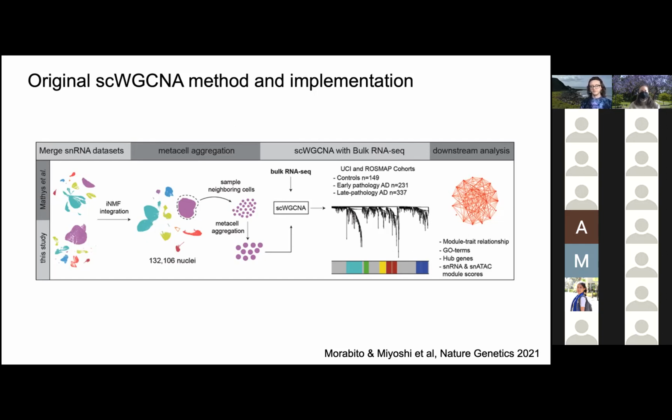And in our original approach, we also included bulk RNA-seq data as well as the metacell single cell. So we have two different cohorts of bulk RNA-seq, and two different cohorts of single cell RNA-seq. And then we performed WGCNA on that.